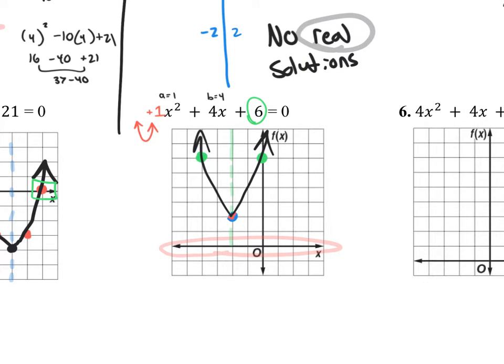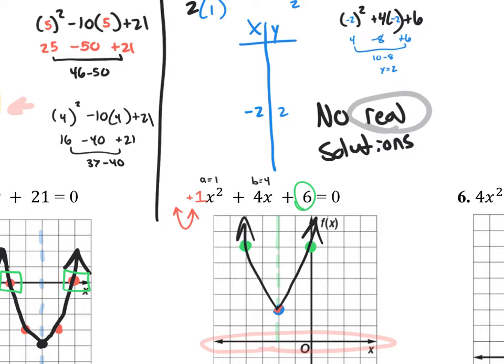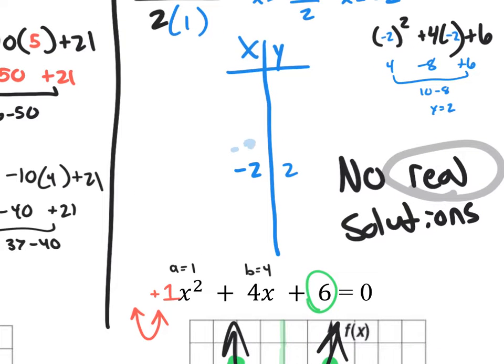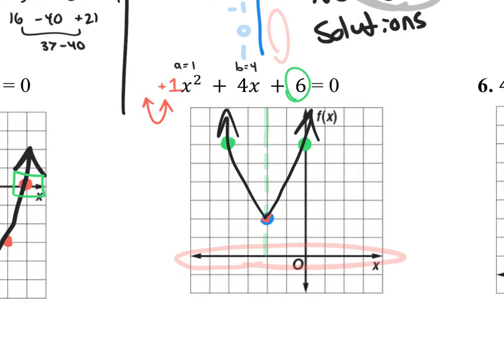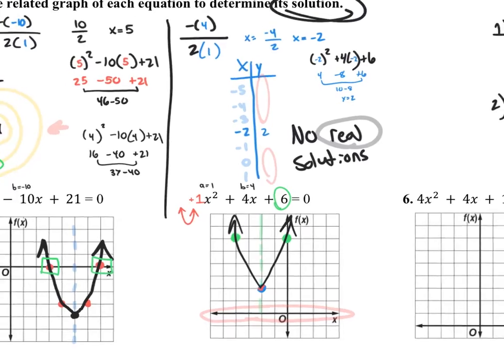And that happens when we do not have any x-intercepts. We have no x-intercepts here. No matter how many values I put in my table, even if I counted down all the way to negative 10, or all the way up to whatever, we would never get any zeros in the y column because this graph will never hit the x-axis. So this is called no real solutions.